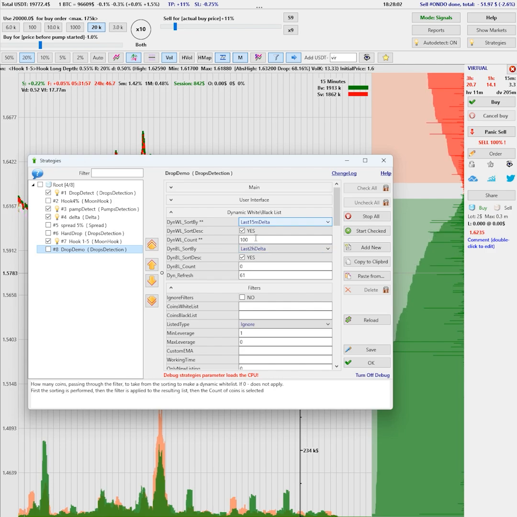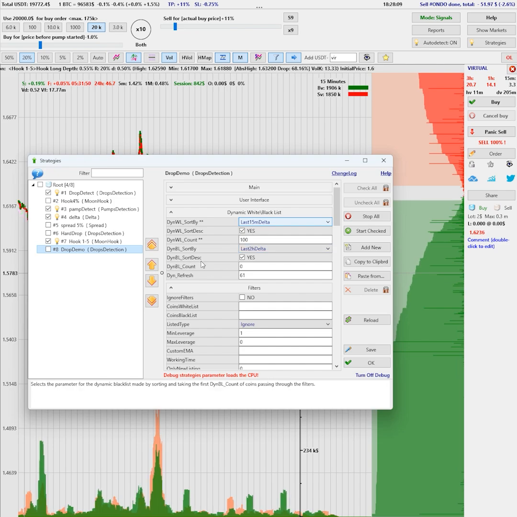It's not going to care that there are 100 other coins that pass the filter. It's only going to actually do 100. With dynamic blacklist, it works exactly the same way, but just the other way.